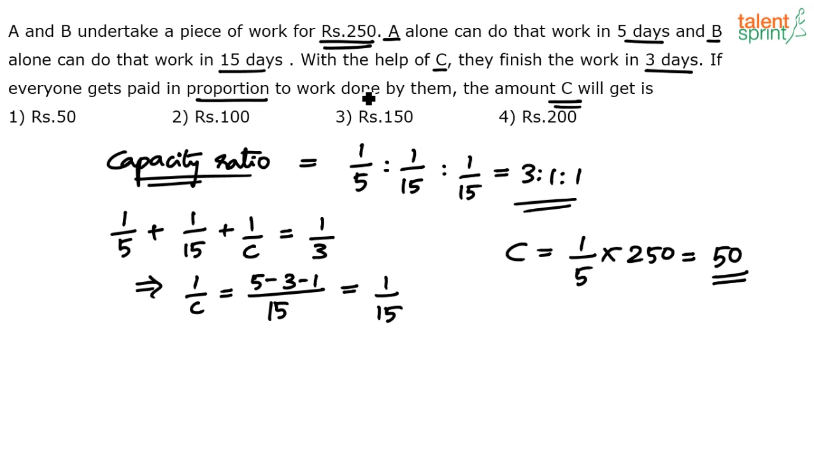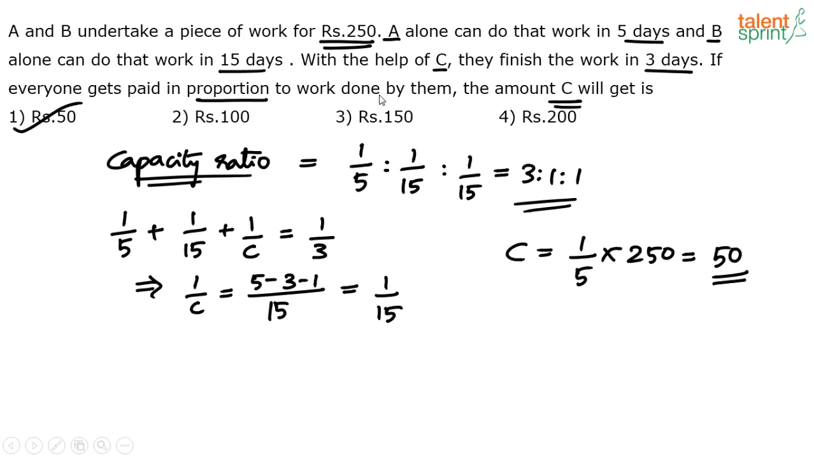So basically divide 250 in this ratio, 3 is to 1 is to 1. Total 5 parts. Divide 250 into 5 parts. Each part will be equal to 50 rupees. So C gets 1 part, which means C gets 50 rupees. How much will B get? B will also get 1 part, 50 rupees. How much will A get? A gets 3 parts. Each part is 50. 3 parts will be 150.